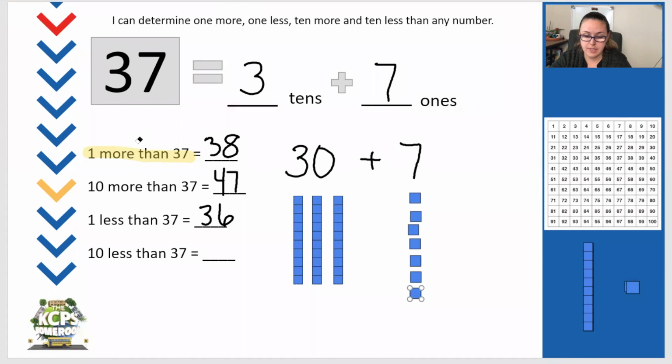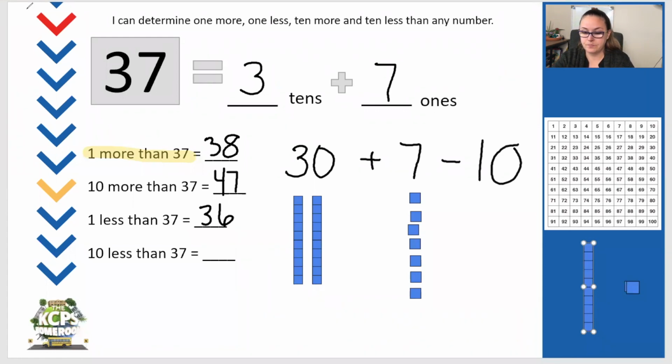Now we have to calculate 10 less than. So when we were calculating 1 less, we took 1 unit square away. Now we're calculating 10 less. So what are we going to take away? That's right, let's take away 1 10's rod, or 1 ten, because we know that 1 ten is equal to 10 ones. Now we have 30 plus 7, and we took away 10.